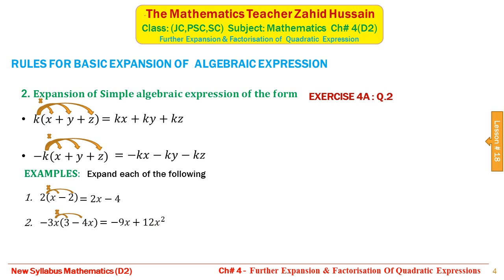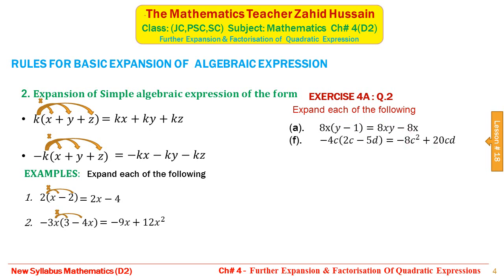This is question number 2 of exercise 4a. You are asked to expand each of the following. So we will multiply 8x with y, and we will get 8xy, and we will multiply 8x with minus 1, and we will get minus 8x.